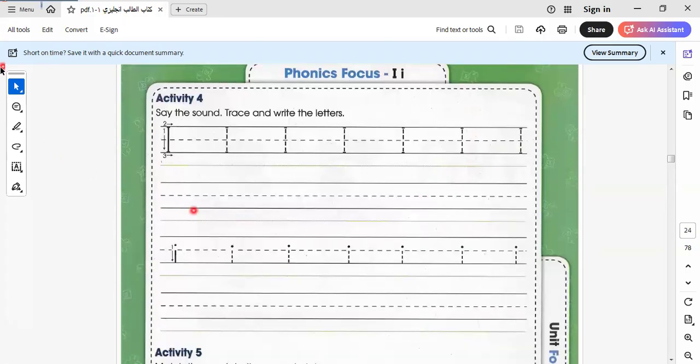Here we have capital I and small i. Here is capital I written like this, capital I and small i. This is called capital I and small i. Let's go to another one here.